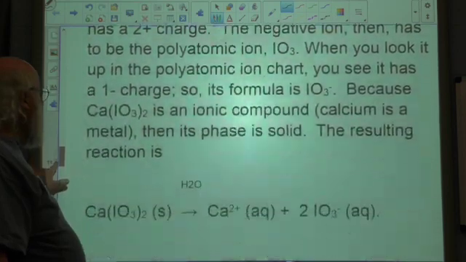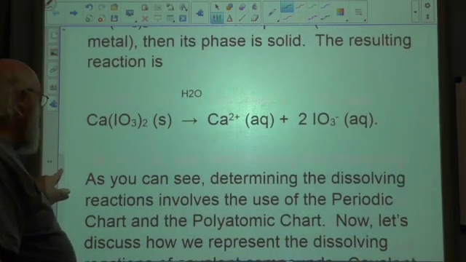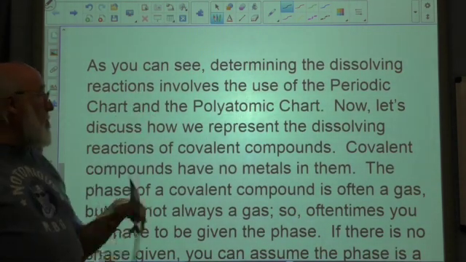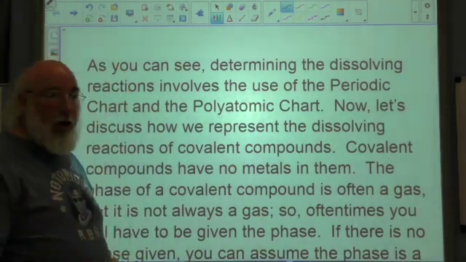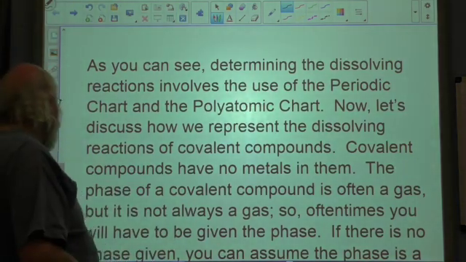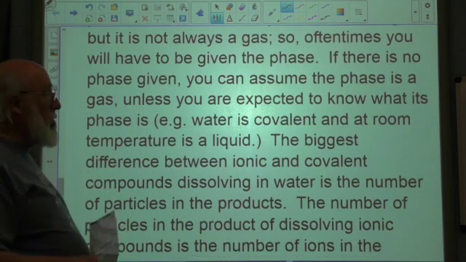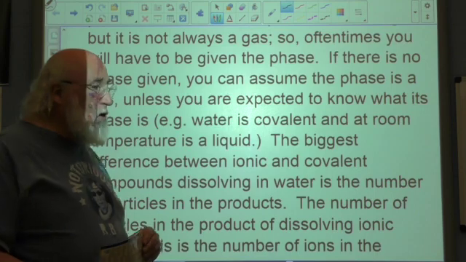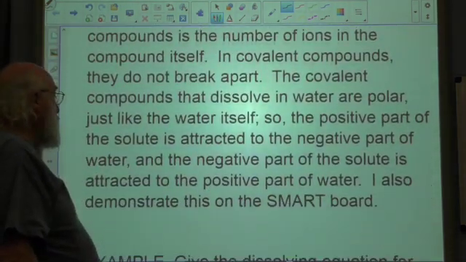So that brings us to the result that I've got here. And again, as you can see, the dissolving reaction involves the use of the periodic chart and the polyatomic ion chart. And again, I have lots of polyatomic ion charts in class, so you can pick one of them, or you can just look off of one that you have in your Google Classroom. And again, make sure you put the phases on there, just like a regular equation we've always done. Phases are important. And go from there.